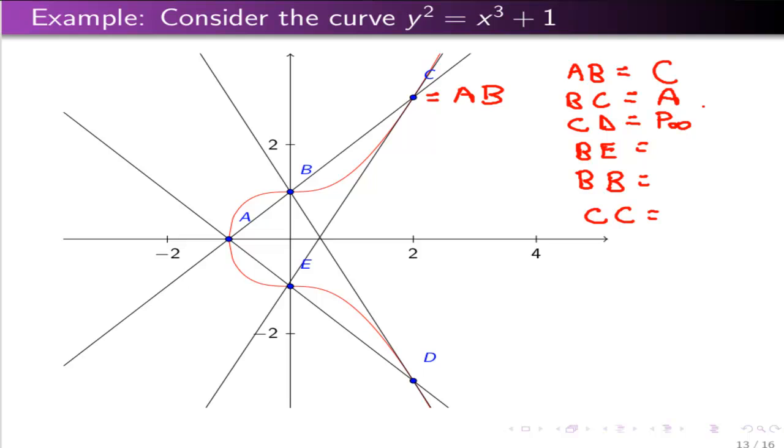BE, that's also a vertical line, so that would have to go through P infinity for its third point. BB, that's the intersection of the tangent line at B, but this is an inflection point, so it only hits at B. CC, that's the tangent line at C, which will hit the curve at E. So that's the idea.